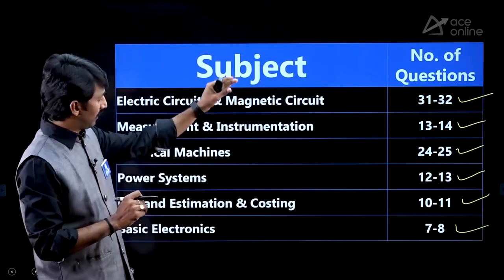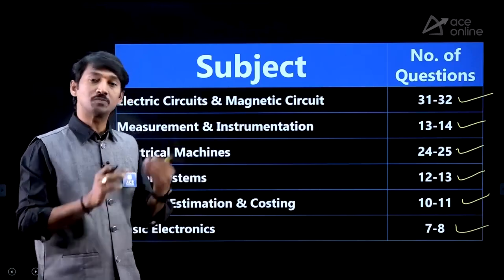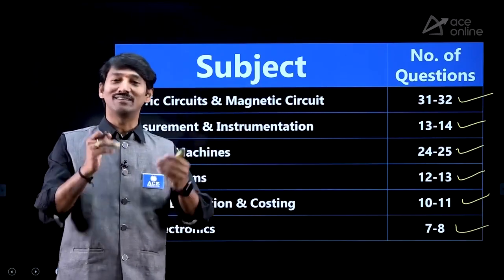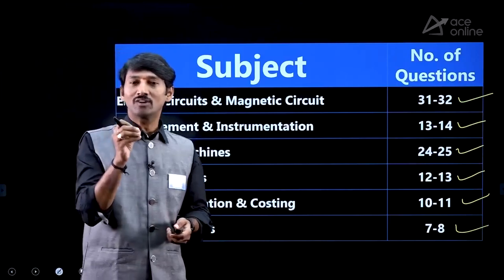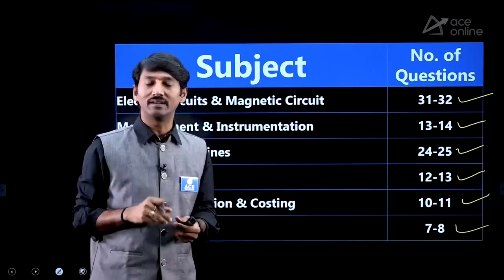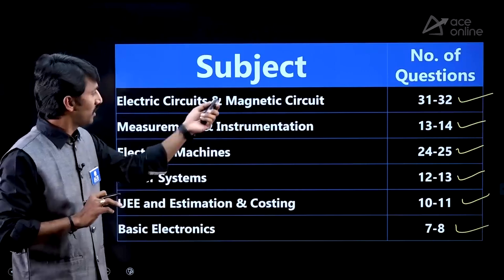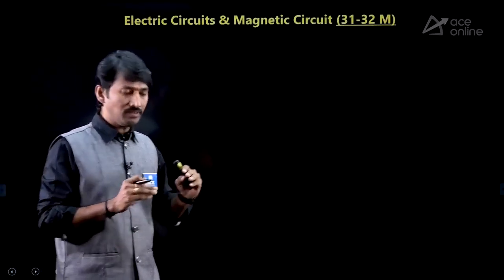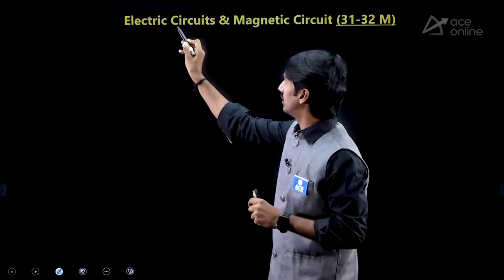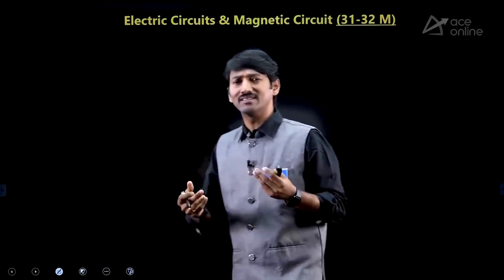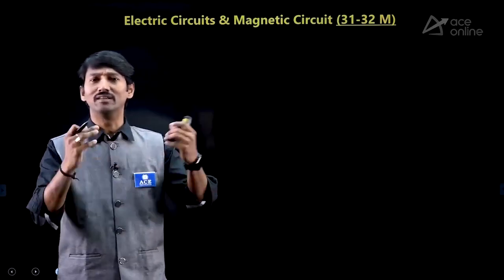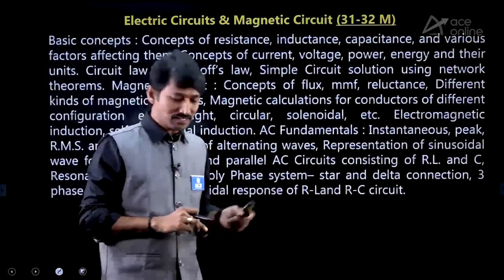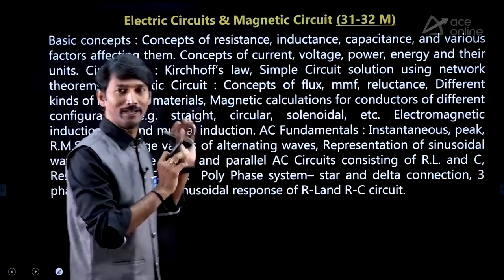But sir, out of all these subjects, for each and every subject, which topics are to be concentrated on more? Everything I'm going to discuss now. The first one is electrical circuit and magnetic circuit. Generally we can say it is complete network theory plus magnetic circuit related concepts. This is the syllabus given, which I have copied directly.